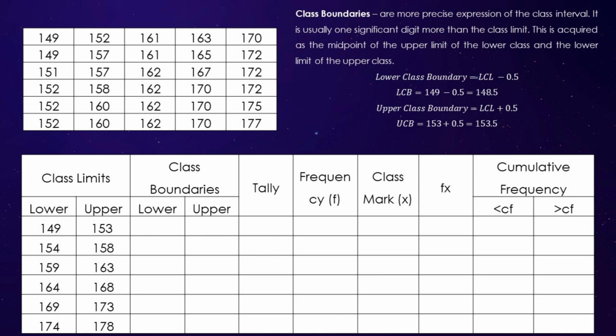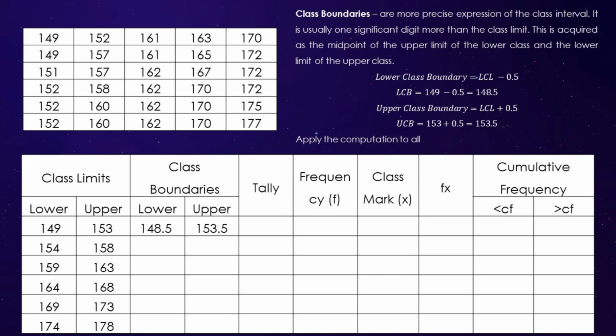Next is the class boundaries. The class boundaries are a more precise expression of the class interval. It is usually one significant digit more than the class limit. To determine the lower class boundaries, you need to subtract 0.5 from each of the lower class limits, and to determine the upper class boundaries, you need to add 0.5 to each of the upper class limits.